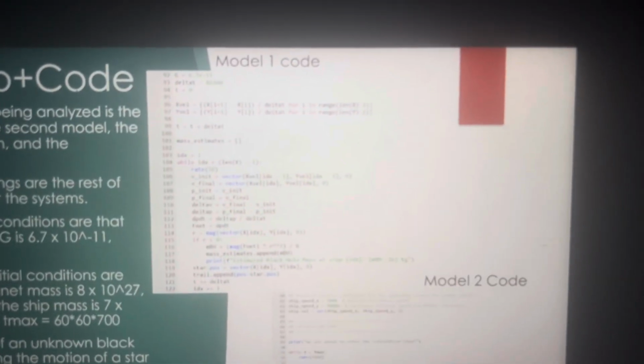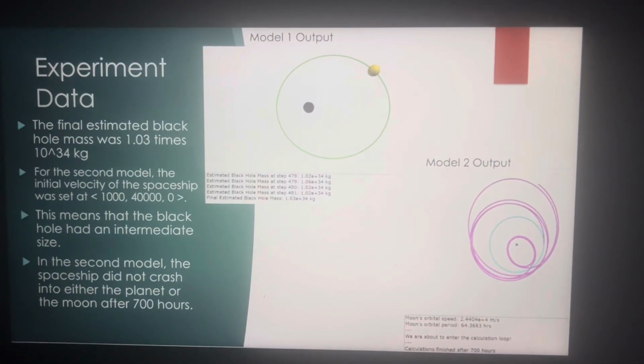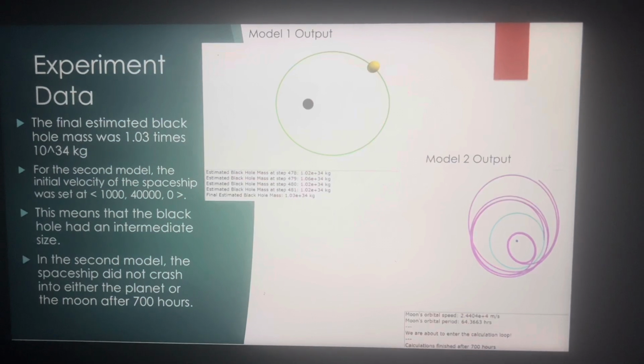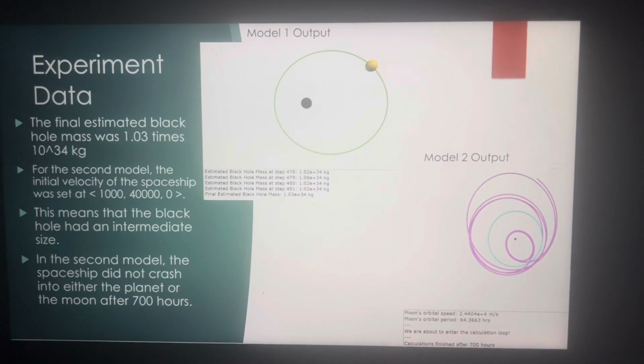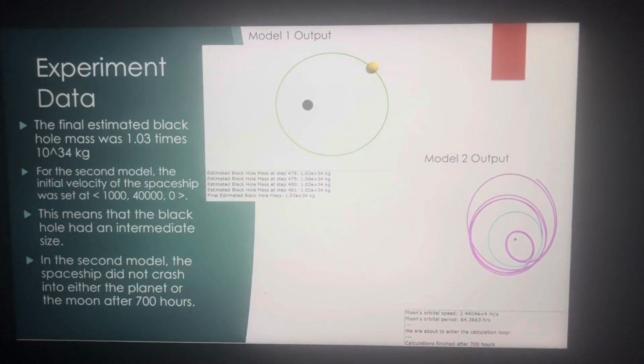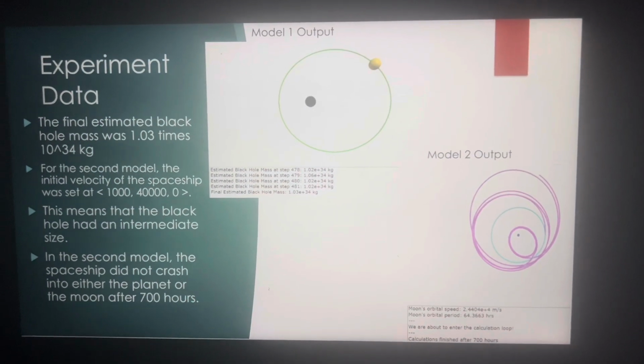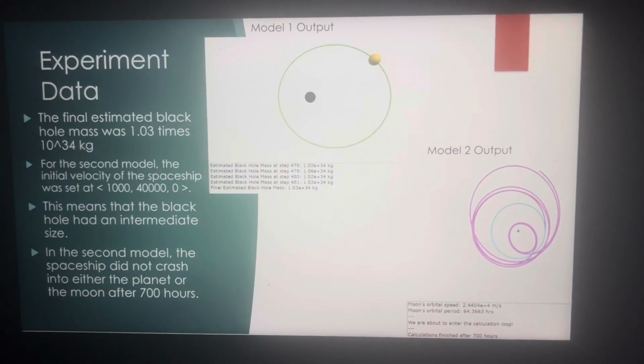And so this is the code for Model 1, the relevant segment of the code, and this is the relevant segment of the code for Model 2. So the data I obtained for the black hole mass was that it was 1.03 times 10 to the 34 kilograms. And for the second model, the initial velocity that I set was 1,000, 40,000, 0 meters per second.